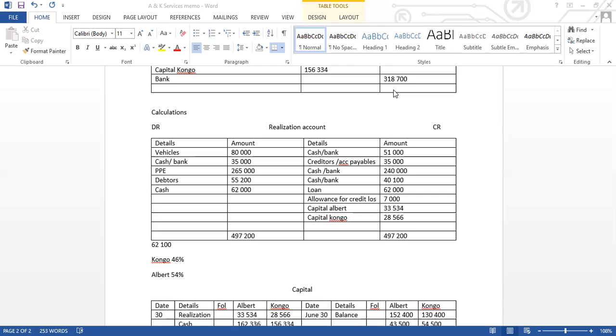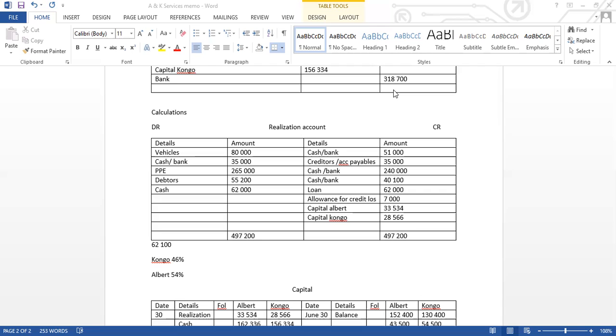Okay, so he just used another method. Okay, so the realization account you're explaining now: on the debit side comes the assets, and on the credit side comes what the partnership received.